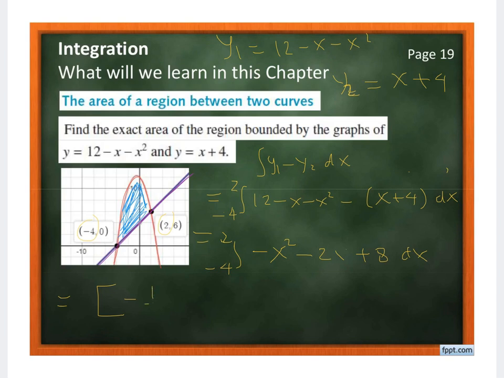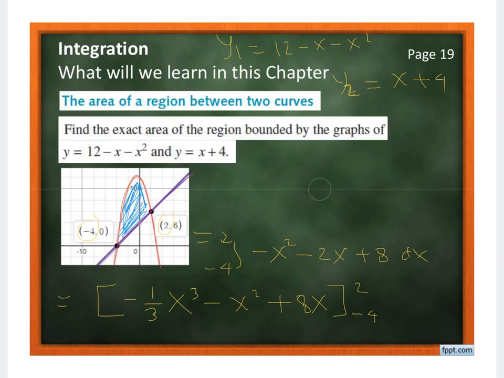So equal negative 1/3 x cubed minus x squared plus 8x, from negative 4 to 2. We substitute the values now, 2 and negative 4.